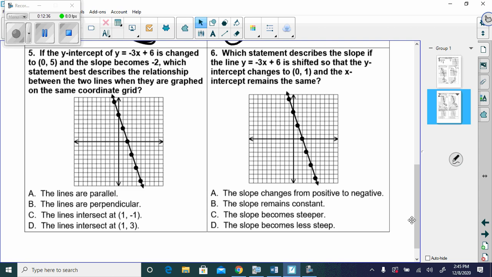Okay. Number 5 says if the y-intercept of y equals -3x plus 6 is changed to the coordinate point 0, 5, and the slope becomes -2, which statement best describes the relationship between these two lines when they are graphed on the same coordinate grid? Okay, so they gave us the old. Now I'm going to write the equation for the new. So what's my new slope? -2x plus 5.